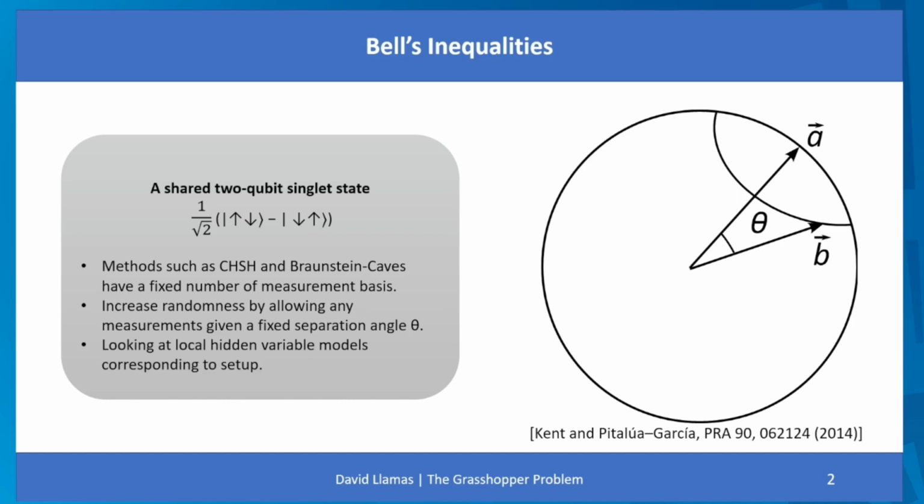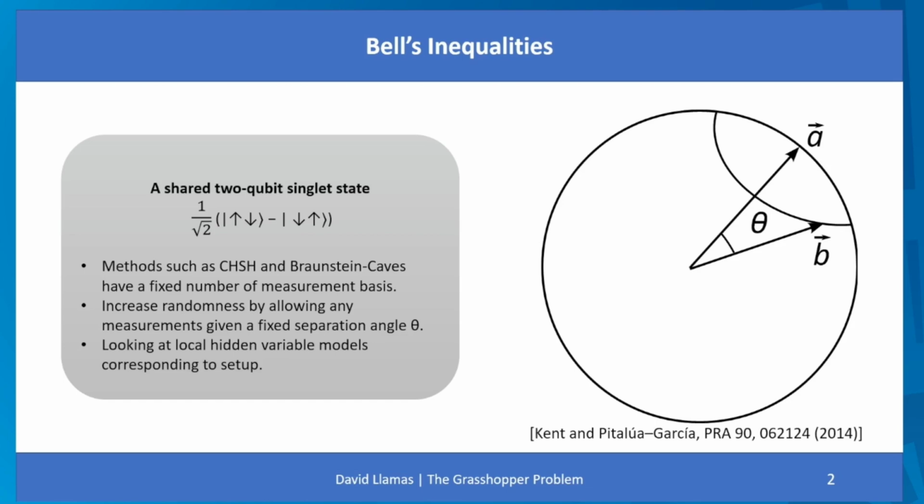Instead, we want to increase the efficiency of their classification by increasing the randomness that they can introduce in the problem, by allowing them to measure in any given basis on the one stipulation that their measurements have to be at an angle theta from each other, as indicated there.